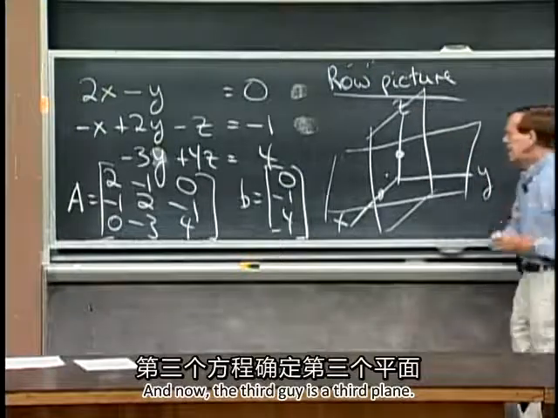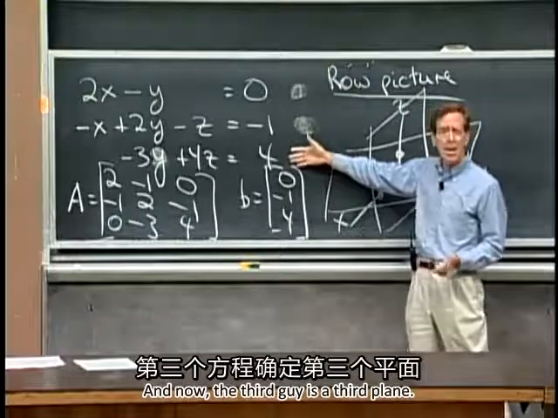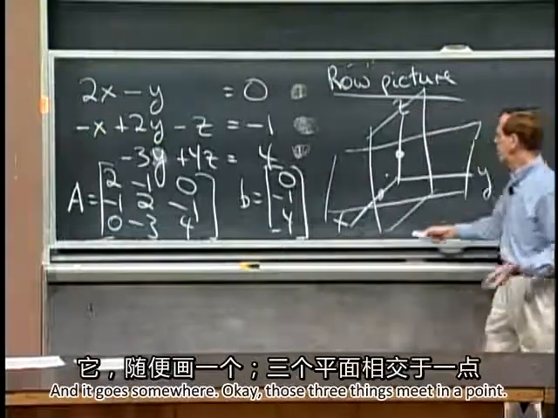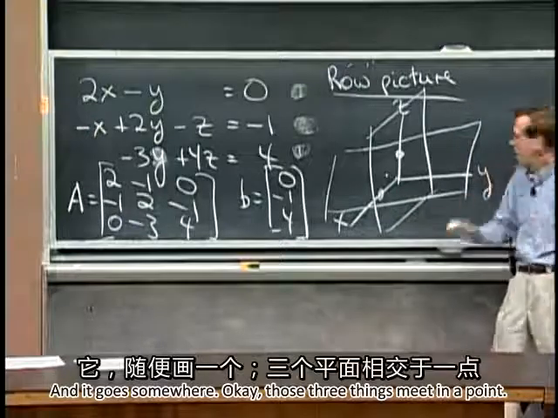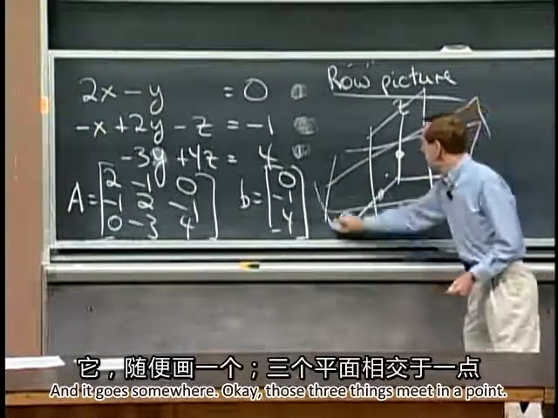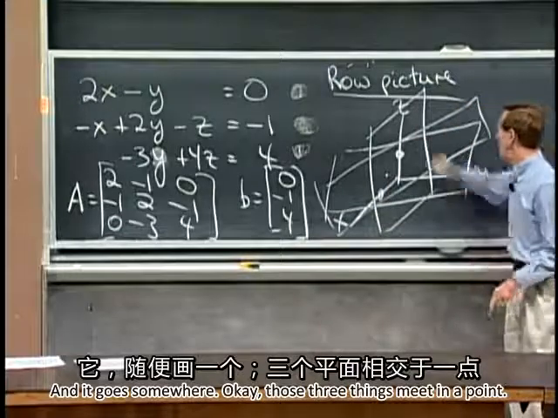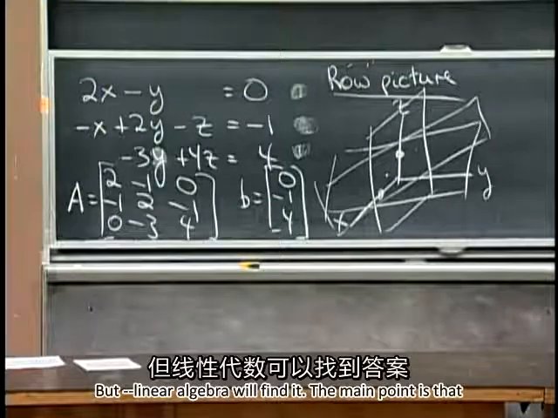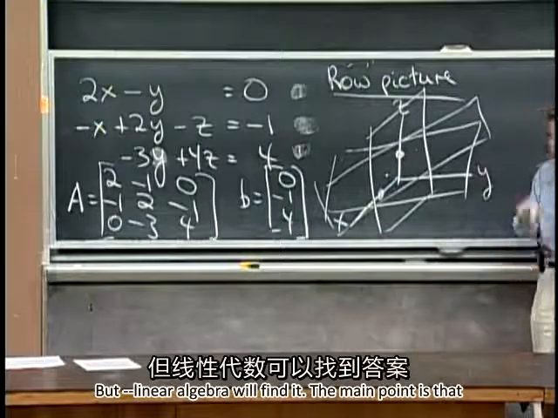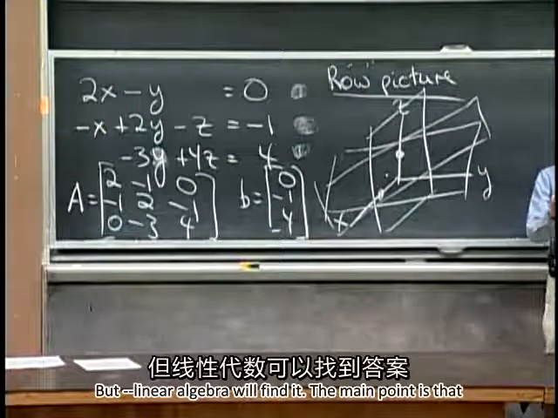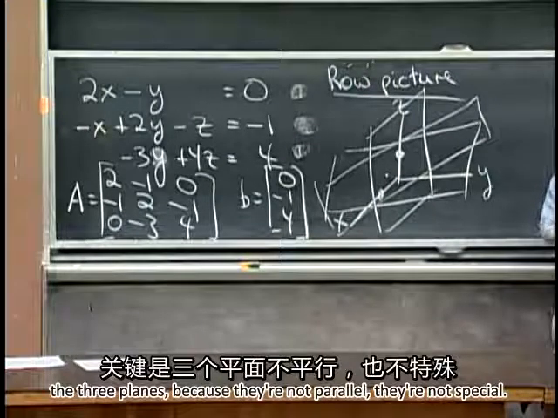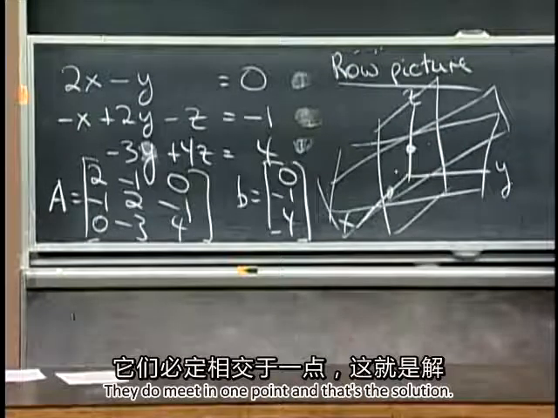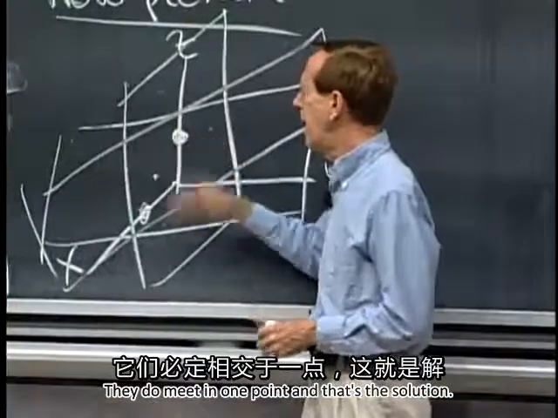And now the third guy is a third plane, and it goes somewhere. Okay, those 3 things meet in a point. Now, I don't know where that point is, frankly, but linear algebra will find it. The main point is that the 3 planes, because they're not parallel, they're not special, they do meet in one point, and that's the solution.